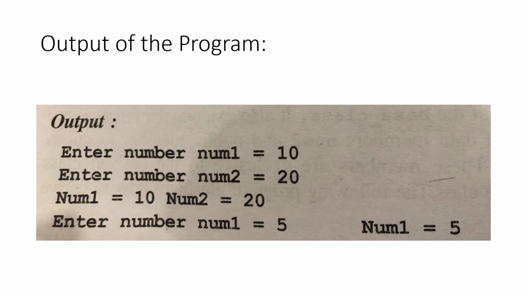So this is the output of the previous program. We are entering the value of num1, that is 10, and num2, 20. Now we are displaying the values using the object of the derived class, calling the functions of the base class as well as the derived class.